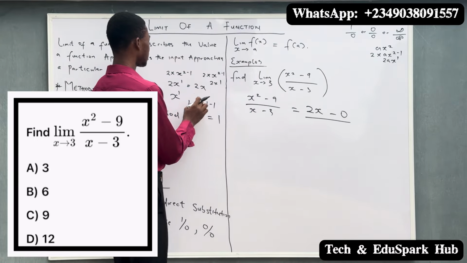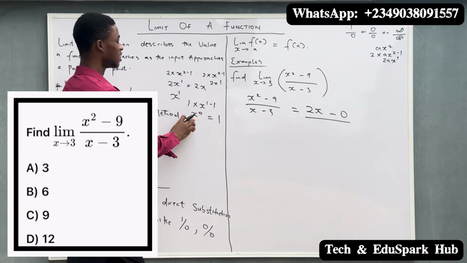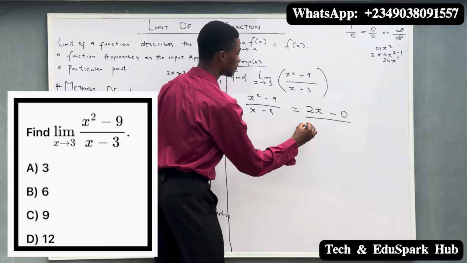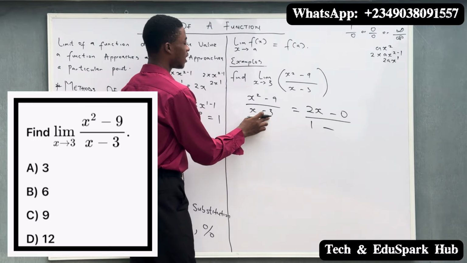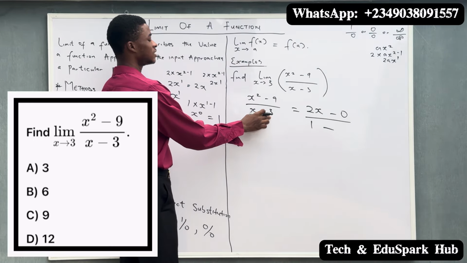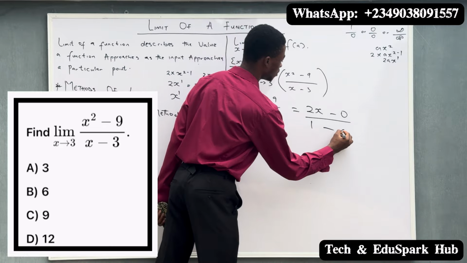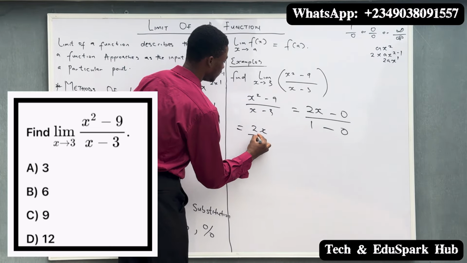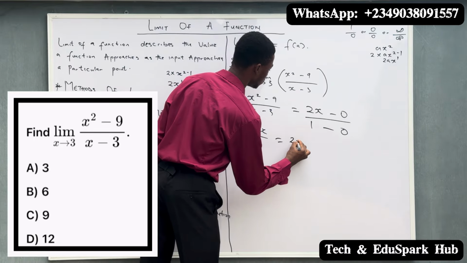So when you differentiate x, just like what we have here, you are going to get x raised to power 0. And anything raised to power 0 is 1. So you are going to have 1 minus another constant, which is 3. When you differentiate a constant, you are going to have 0. So our final result will be equal to 2x divided by 1, which is equal to 2x.